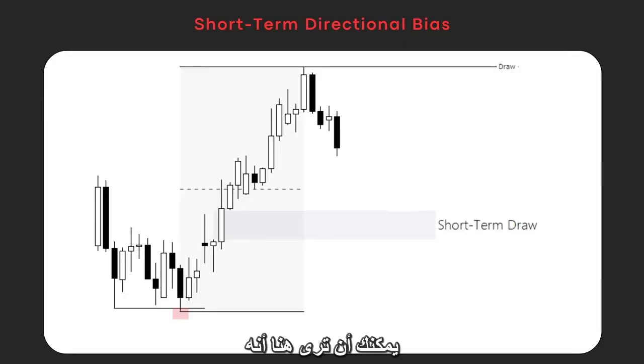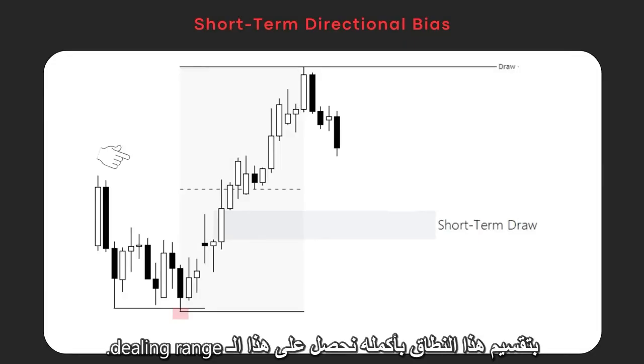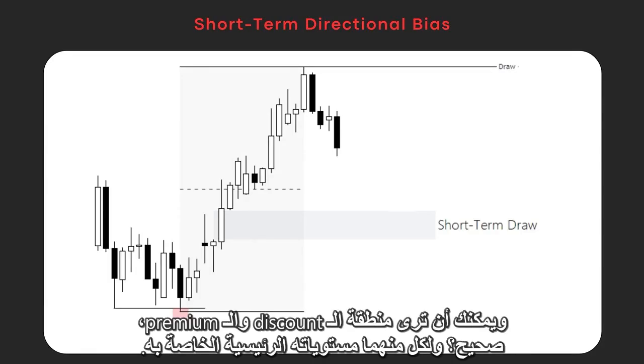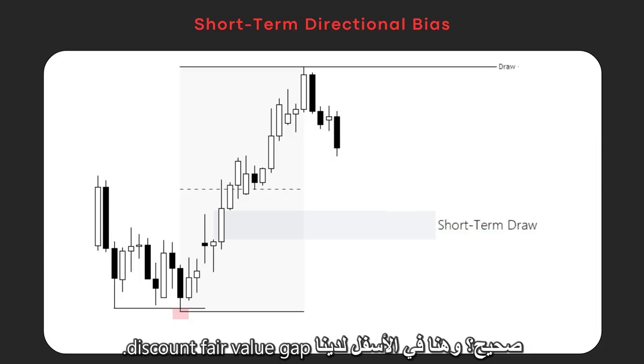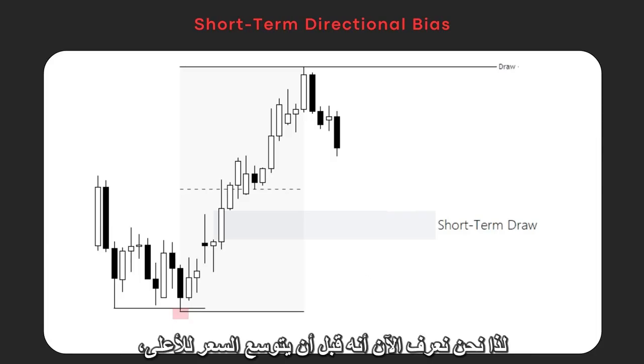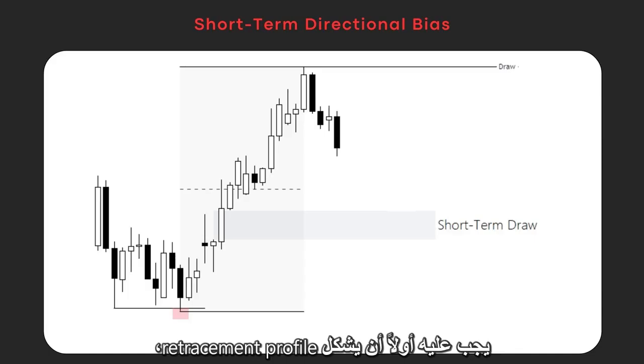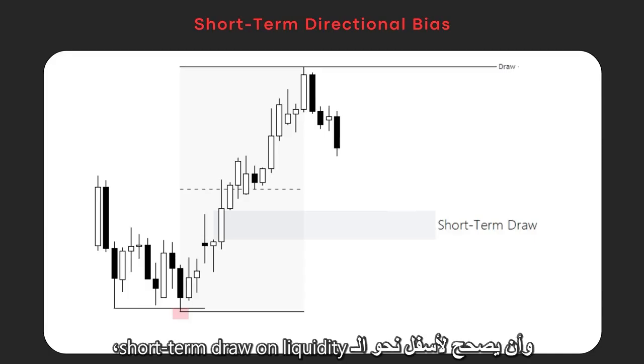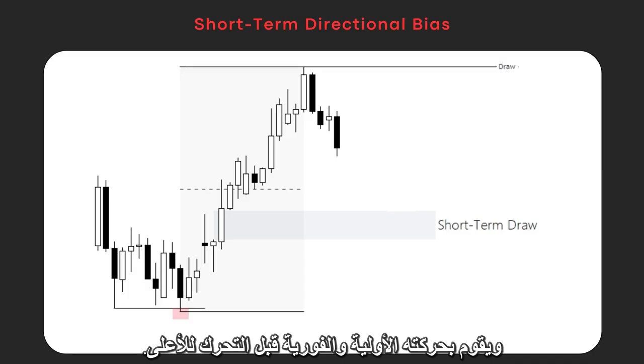Moving on, you can see right here that by dividing this whole range, we get this dealing range, and you can see the discount and premium region, right? And each one having its own respective key levels, right? And down right here, we've got a discount fair value gap. So now we know that before price expands higher, it first has to form a retracement profile and has to retrace down towards the short-term drawn liquidity and make its initial and immediate move before moving higher.